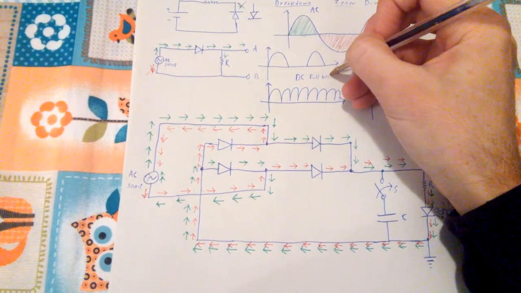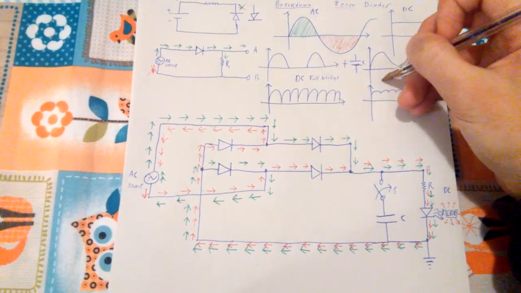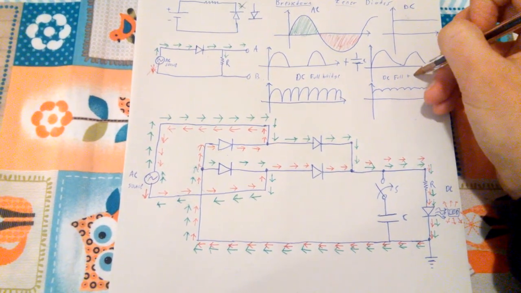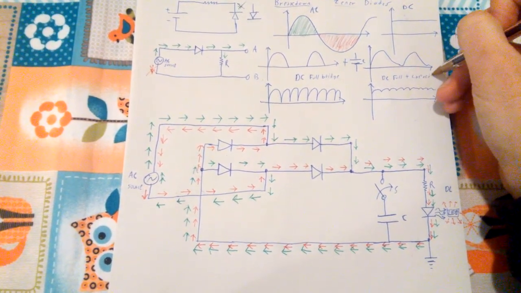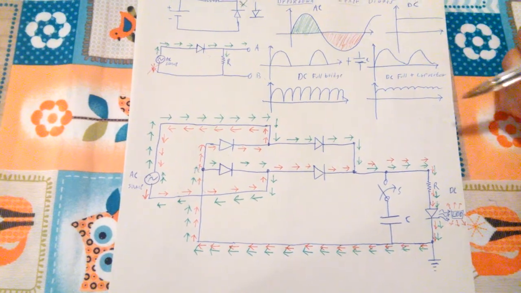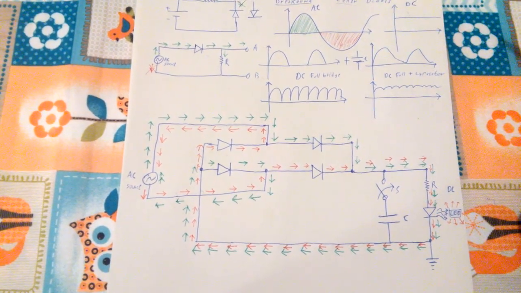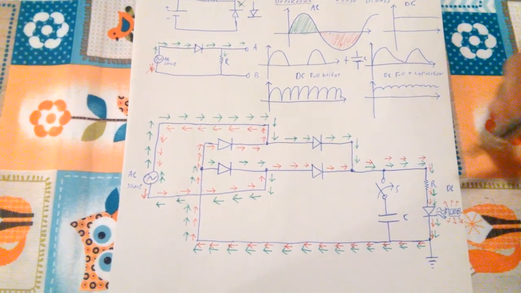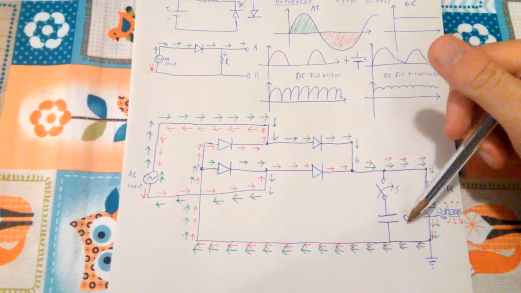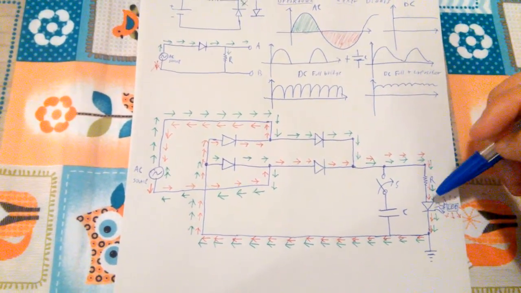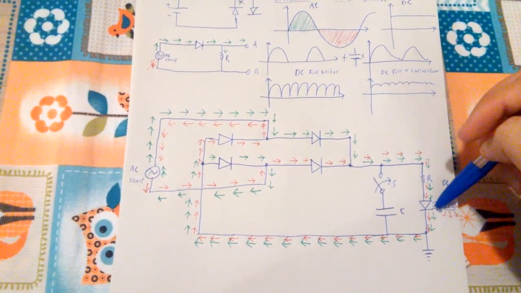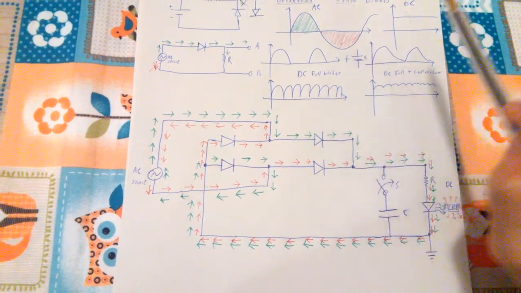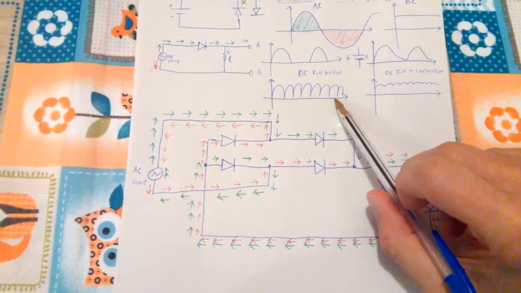Full bridge, DC full plus capacitor. So these actually almost look like a straight line, because of the capacitor. So what do you think the capacitor is going to do? Well, the current is going to flow. It's still alternating 50 times per second, but now it's going to be direct, like so.